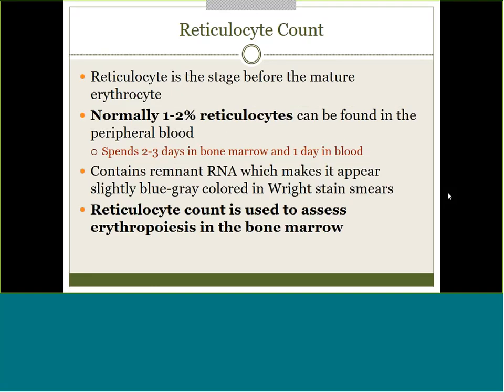If your reticulocyte count goes higher than that 1 to 2%, that is indicating that your bone marrow is really picking up production of cells and kicking out more and more. That is why we use reticulocyte counts to help us assess the erythropoiesis, the red cell production in the bone marrow. Anytime those reticulocytes are high, that's telling us our bone marrow has really picked up production and is putting out a lot of red cells. Remember, reticulocytes are the stage right before a mature red cell. They still have that slightly blue-gray color because they have remnant RNA in them.